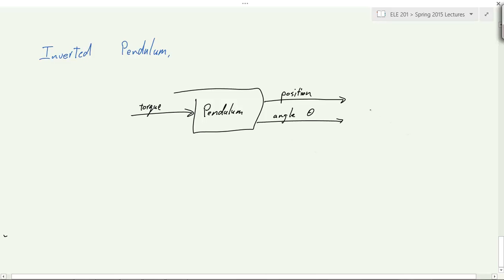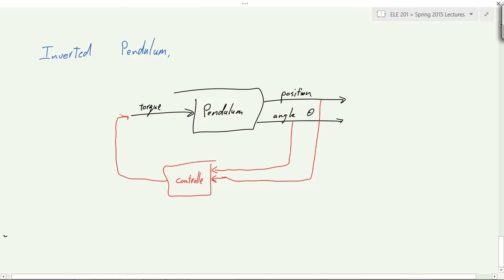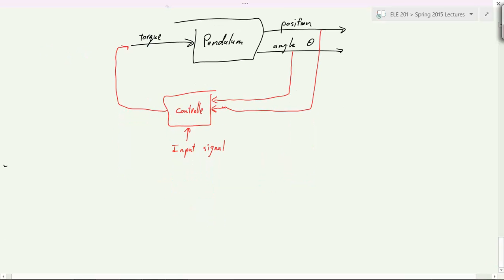Okay, so what we're going to do is we can feed both of these back, although we won't use the position right now. And we get a controller. And we just want that to supply our torque for now, just to make it stand up. In the end, we'll also have an input signal that might tell us where we want this pendulum to move, and it should move there. Now, the question is, how do we model this pendulum?